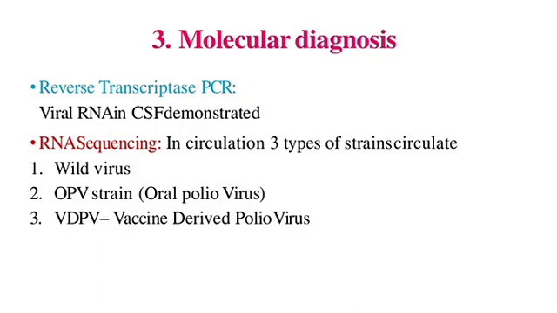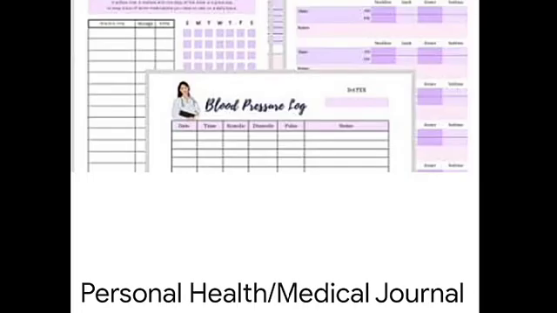And the last one is the molecular diagnosis, that is reverse transcriptase PCR. Viral RNA in the CSF is demonstrated. RNA sequencing: in circulation, 3 types of strains are circulated. One is the wild virus, the OPV strain, oral poliovirus, and the VDPV, vaccine-derived poliovirus.